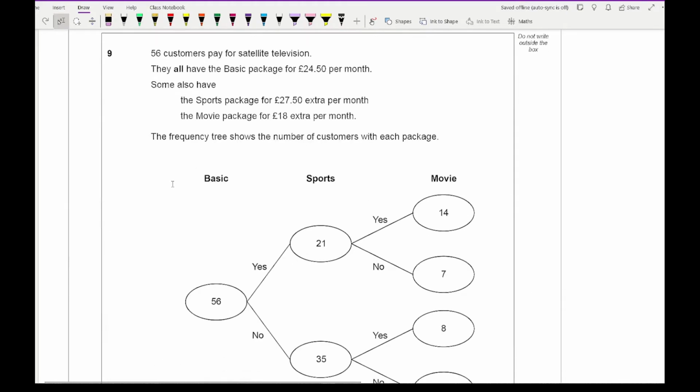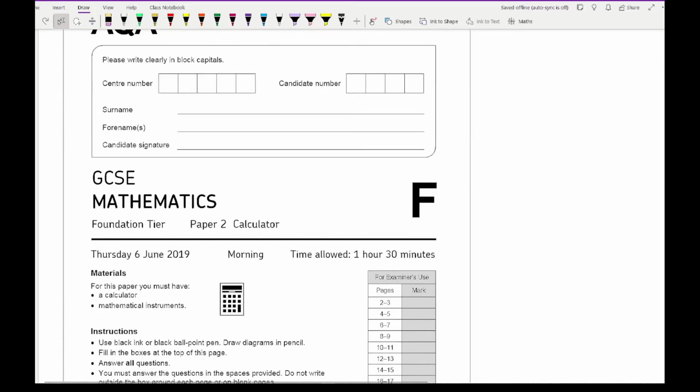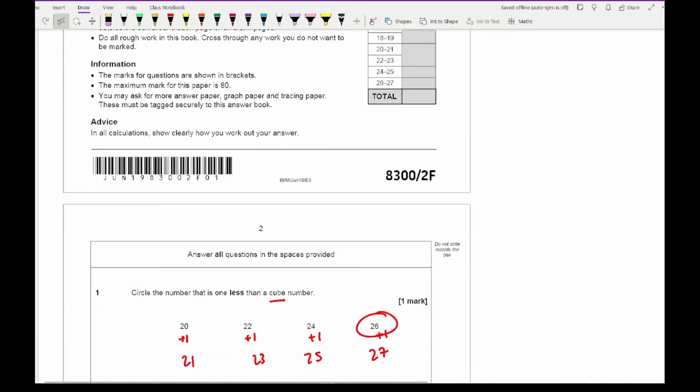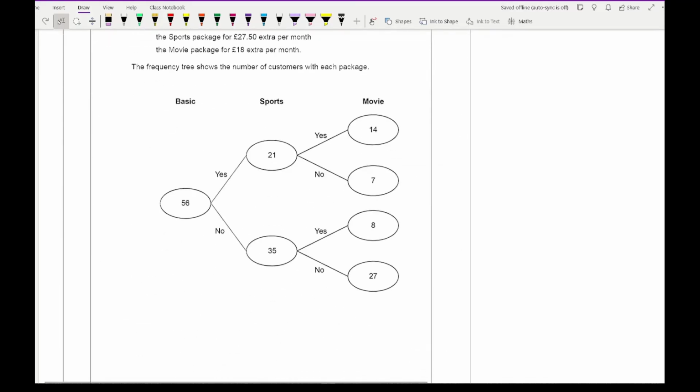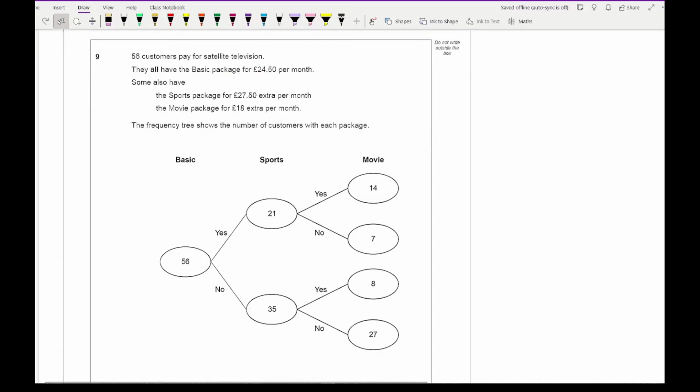Now moving on to question 9, which looks at a frequency diagram, or frequency tree as it's sometimes known, and I can see that the paper has reset, so let's just go back to the question. There we go. So the question says that 56 customers pay for satellite television. They all have the basic package, which is £24.50 per month, which is pretty cheap, I'll be honest.